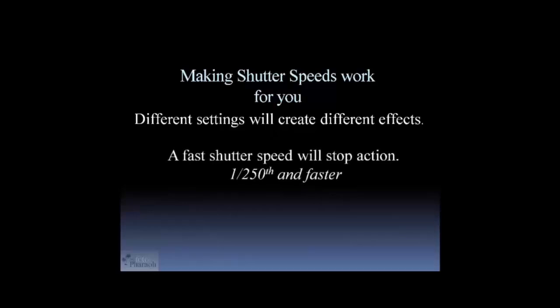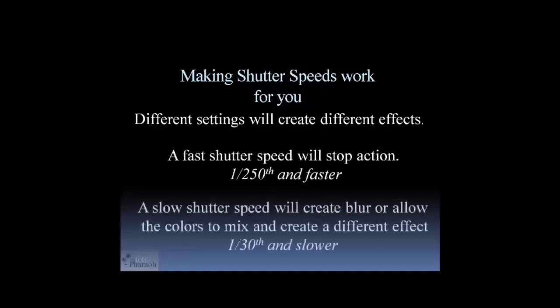A fast shutter speed will stop action. That's 1/250th of a second or faster. This is what sports photographers use all the time. A slow shutter speed, which is like 1/30th and below, will blur or allow colors to mix and create a totally different effect for your picture.